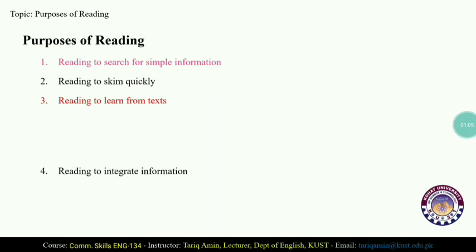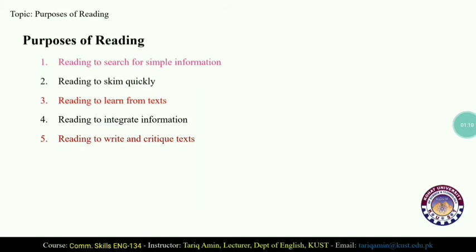Purposes of reading. As discussed, there are different purposes of reading, but we are going to discuss just 6 purposes. The 6 purposes are reading to search for simple information, reading to skim quickly, reading to learn from texts, reading to integrate information, reading to write and critique texts, and reading for general comprehension. We are going to discuss the very first purpose of reading, that is reading to search for simple information.